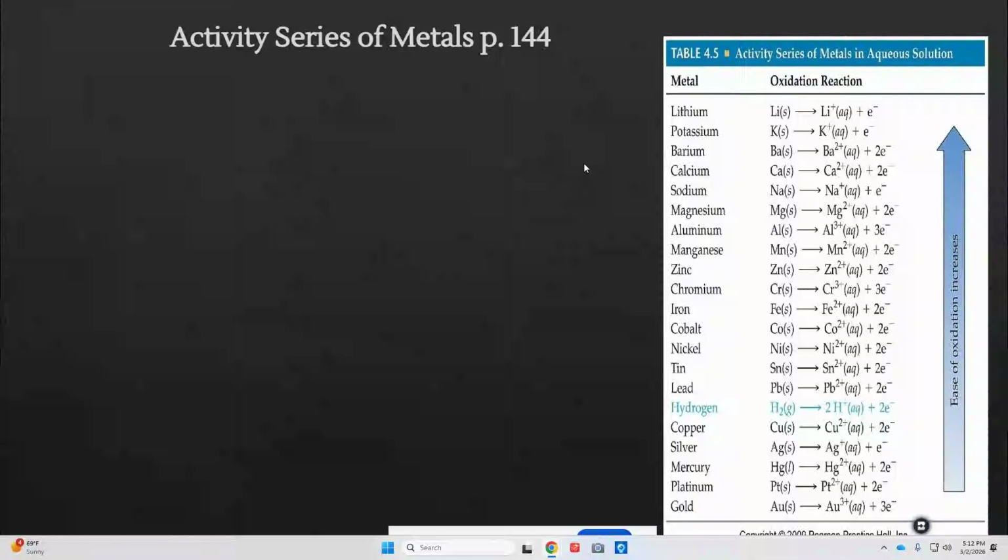Okay, guys, today we're going to look at the activity series of metals. These are going to be old school notes. You're just going to record these somewhere on a piece of paper. You will need the textbook because this chart that's on my screen is on page 144 in your book. After the notes, you'll have a worksheet to do, so you'll need this chart.